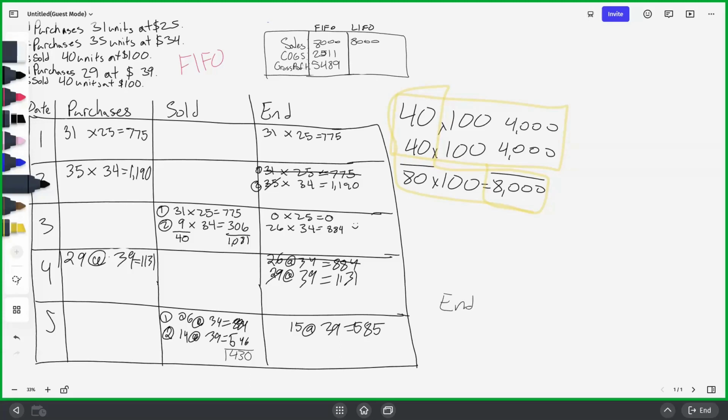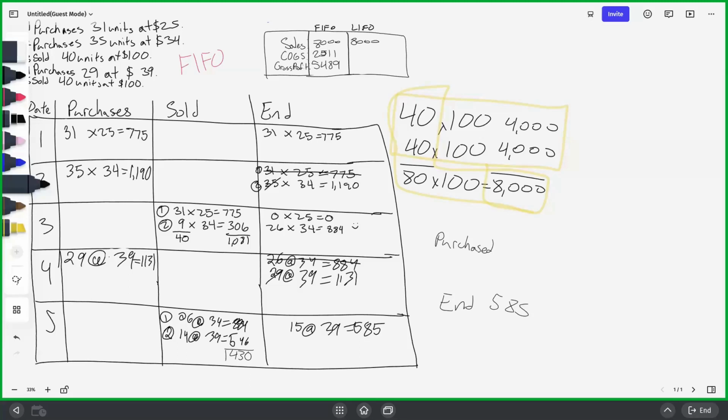So this is what I was talking about. We know our ending inventory is 585. How much total have we purchased? A number. Purchases 60,775.